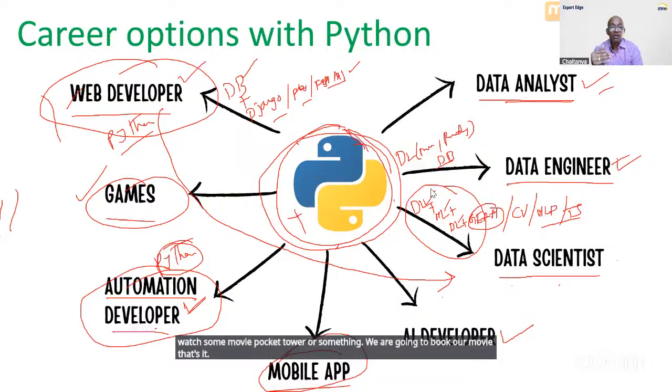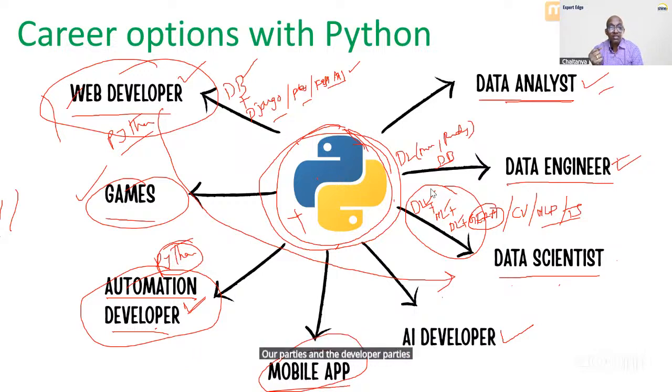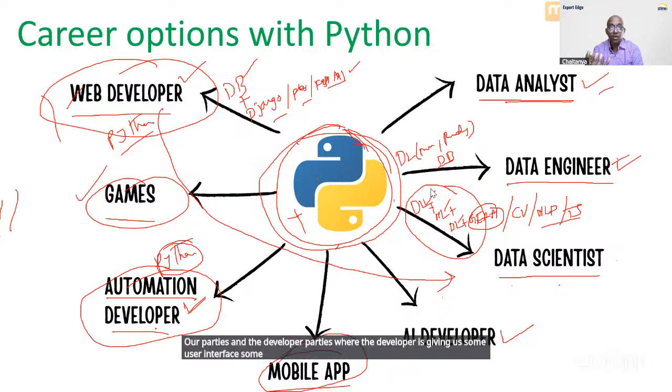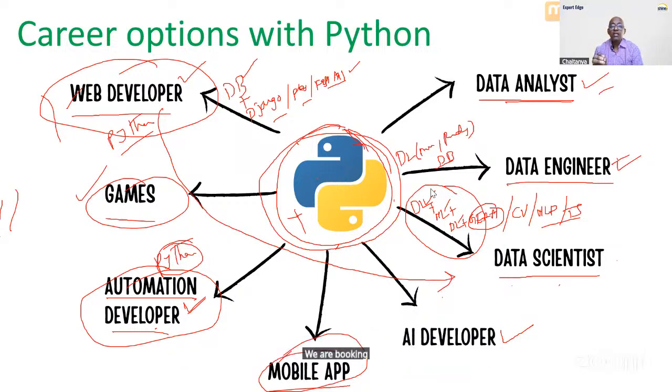Our part is, and the developer part is, where the developer is giving some user interface, some facility for the user to book the movie tickets. That's it. They are booking the ticket. The ticket information is stored in the database. But now the AI is coming into the picture.